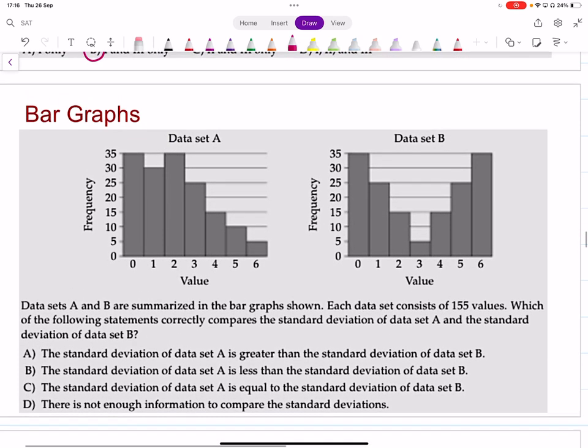Okay, sometimes you have bar graphs like this as well. Take 30 seconds, read the question statement. So you have these two data sets. Each of them consists of 155 values. Vertical axis has frequencies. You can see that here. Horizontal axis has values. How would you compare standard deviations of dataset A and standard deviation of data B?